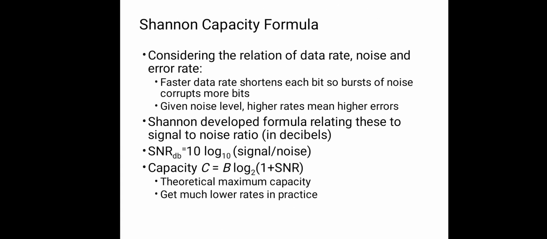Shannon capacity formula. Considering the relation of data rate, noise and error rate: a faster data rate shortens each bit, so a burst of noise corrupts more bits. Given a noise level, higher rates mean higher errors. Shannon developed a formula relating these to the signal-to-noise ratio in decibels. SNR in dB = 10 log10 (signal/noise). Capacity C = B log2(1 + SNR). This is the theoretical maximum capacity; in practice, much lower rates are achieved.